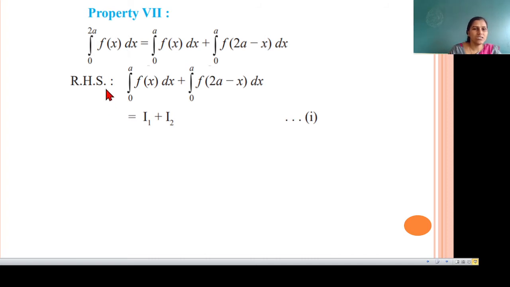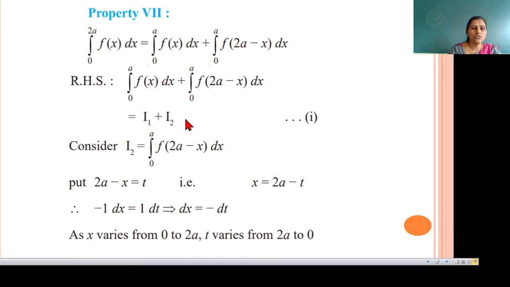We consider here the RHS of this statement, and we consider these two integrals as I1 and I2 and call this equation 1. So now we first evaluate integral 2, that is I2. So we have I2 is equal to integral 0 to a f of 2a minus x dx.